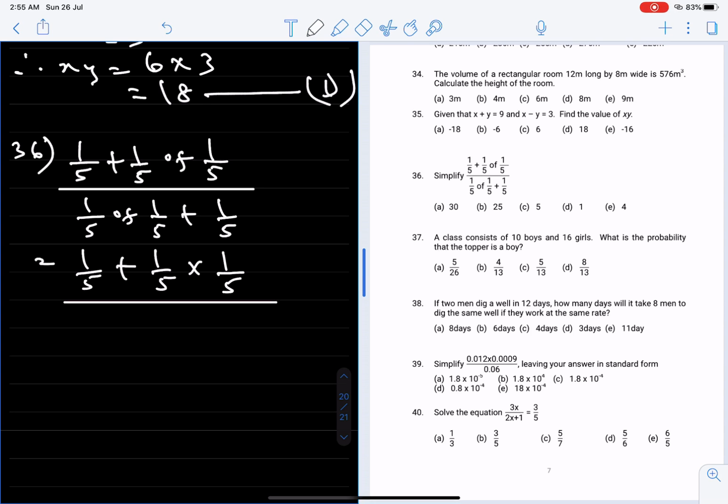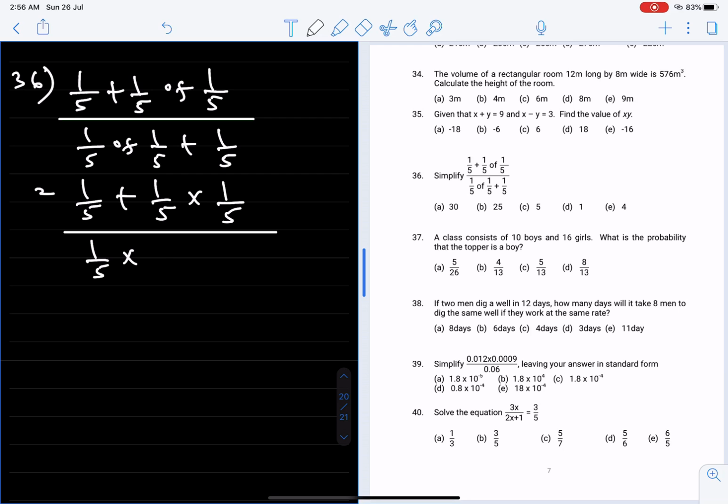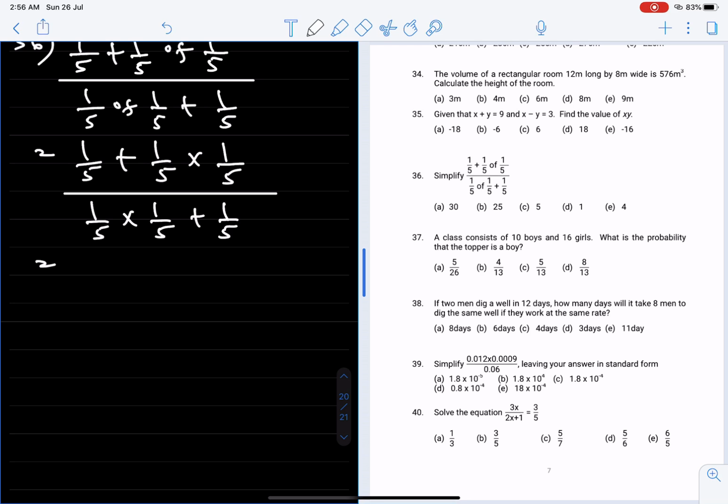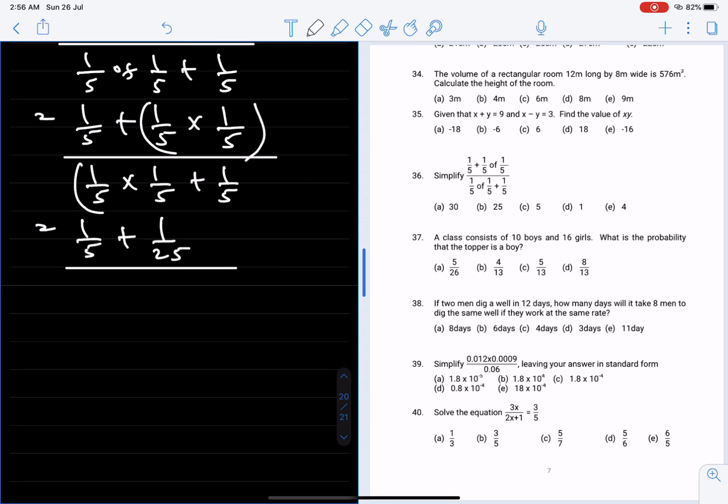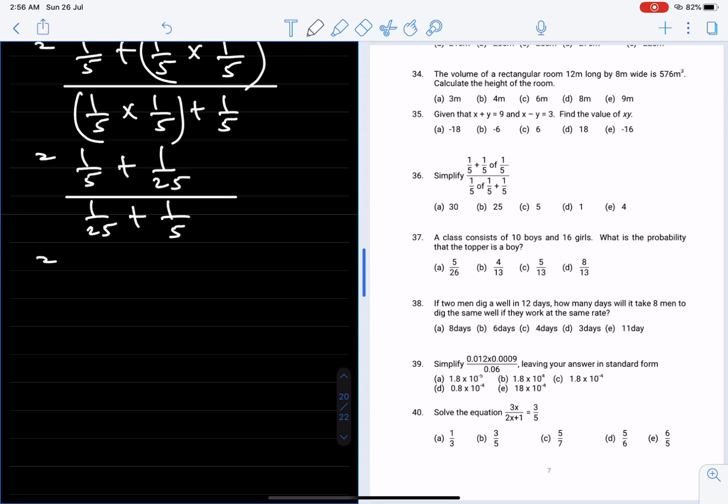I think I'm going to go step by step that way. 1 over 5 of means times 1 over 5 plus 1 over 5. And now we multiply before dividing. So 1 over 5 times 1 over 5 is 1 over 25, plus 1 over 5. We also multiply before adding at the numerator, and we do the same at the denominator. So we are multiplying before adding.